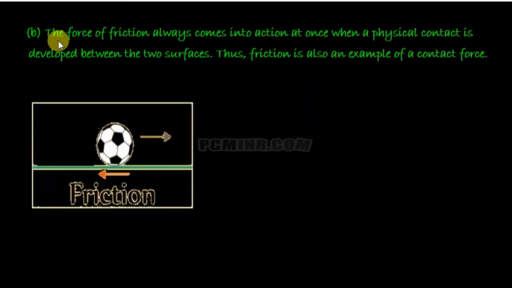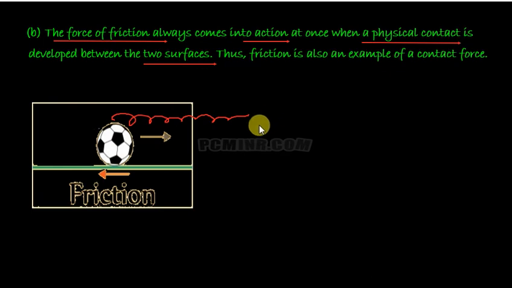And the other one, the force of friction, always comes into action when there is a physical contact between two surfaces. So you see a ball rolling here, it's rolling on this surface, and wherever it goes, there is always a contact between the ball and the ground, the floor, and then this force of friction acts, which is in the opposite direction because it always slows it down. So there is always a contact between the two surfaces, and that gives rise to friction. So again, friction is a contact force.